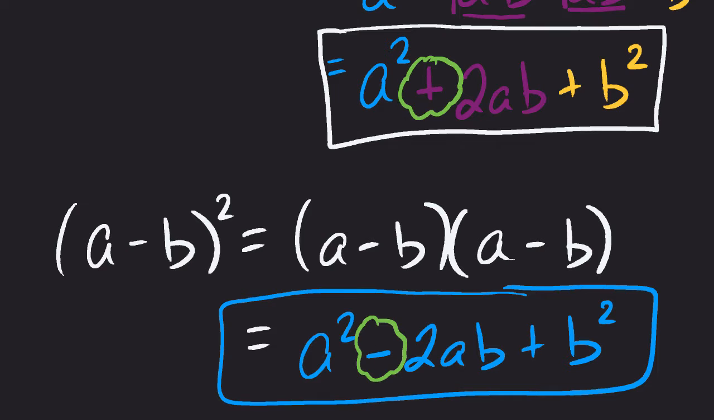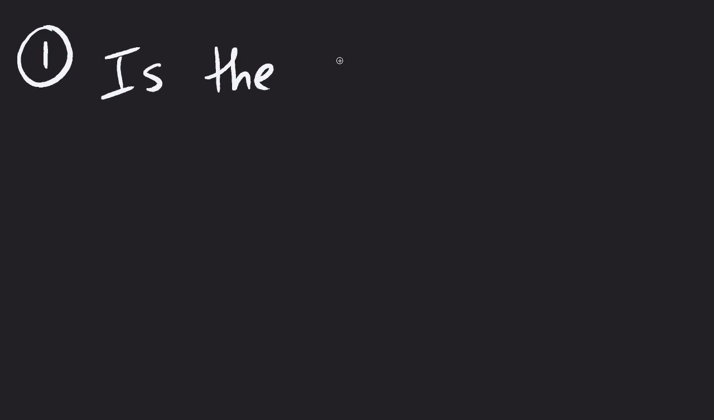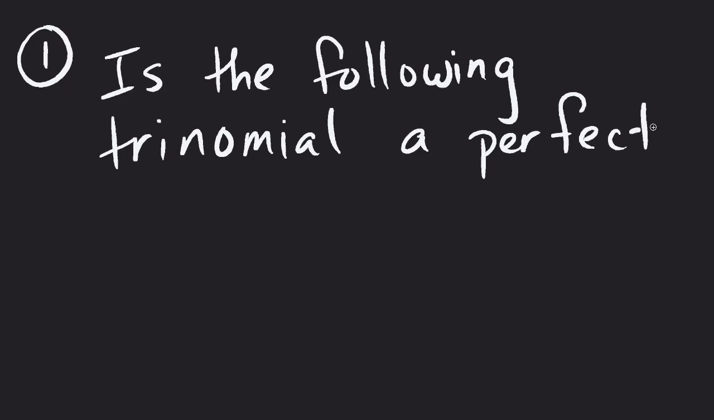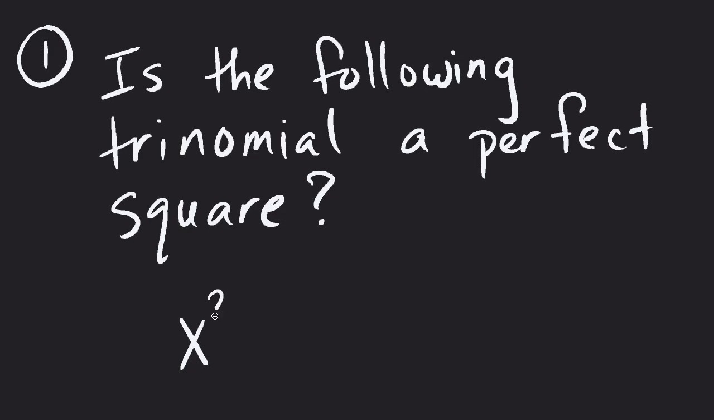But we're going to look at how we use this to come up with some solutions. So they may give us something like, is the following trinomial a perfect square? And we'll start off with a relatively simple one. Let's say we had x squared plus 10x plus 25, and they want to know, is that a perfect square?